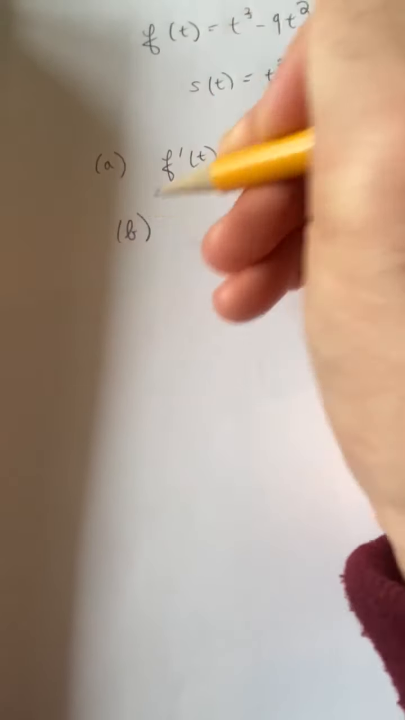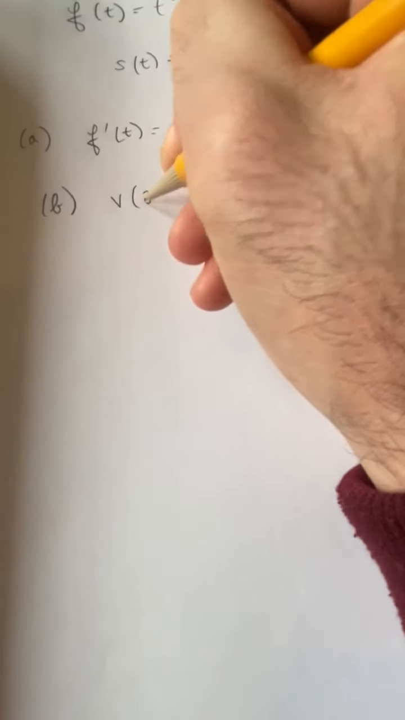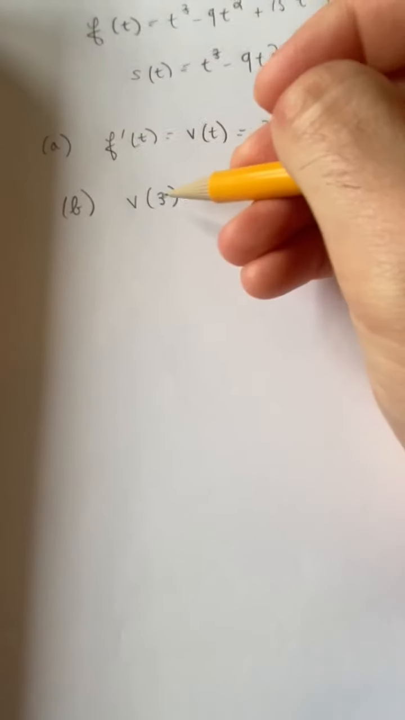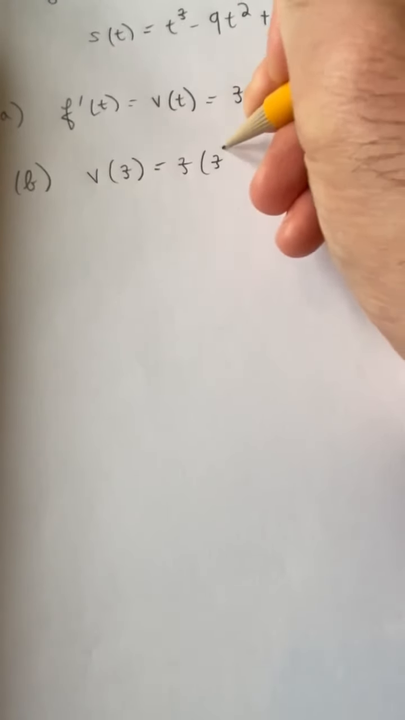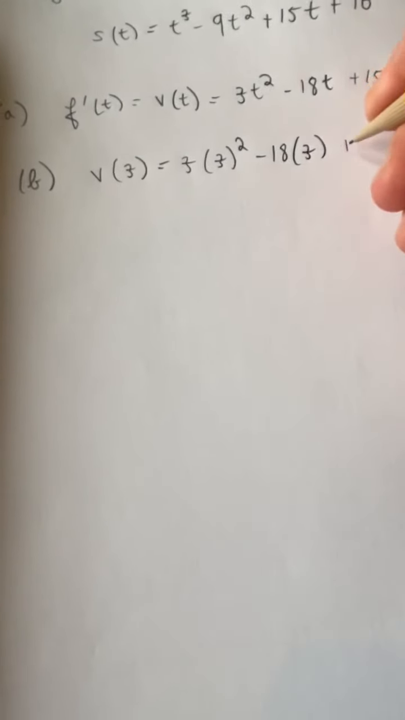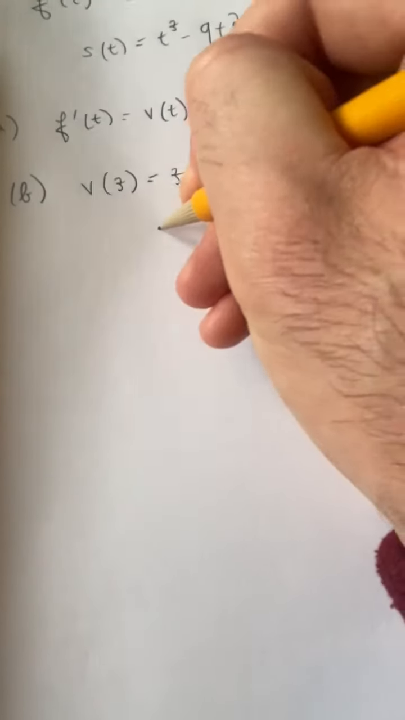Part B, they want to know what the velocity is after 3 seconds. So all you have to do for that is plug 3 in for t. So we plug 3 in there, so v of 3 is going to equal 3 times 3 squared minus 18 times 3 plus 15. So here we have 27 minus 54, so that's negative 27 plus 15. That gives us negative 12.